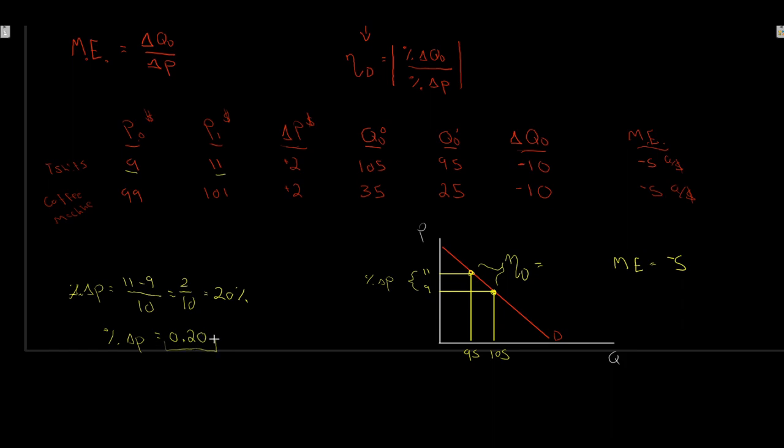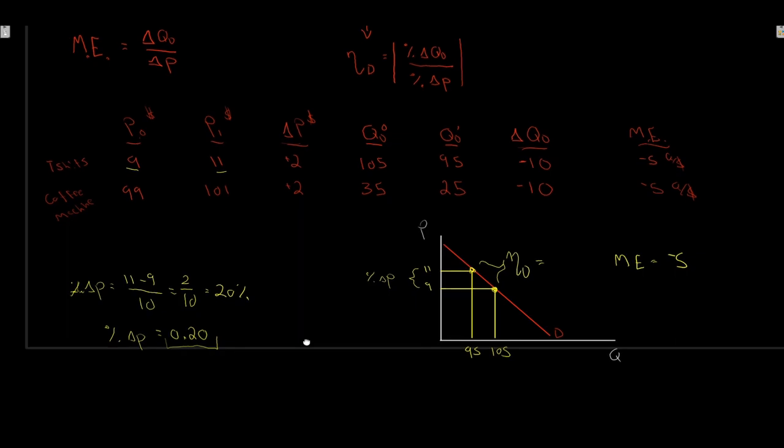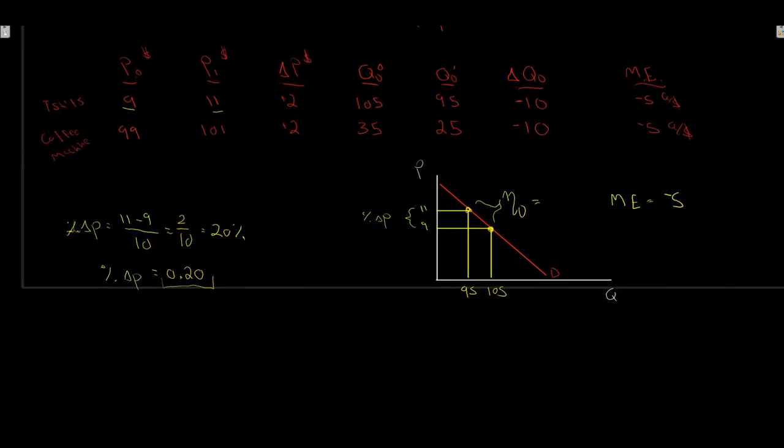0.20. This is the value we'd want to utilize for this percent change in price. What about quantity? What do we have going on for quantity? Well, let's work out that guy. We have 95 and 105. We're working out the percent change in our quantity demanded. So, percent change in the quantity demanded is 105 minus 95 all over the average. 95 plus 105 is 200. 200 divided by 2 is 100.